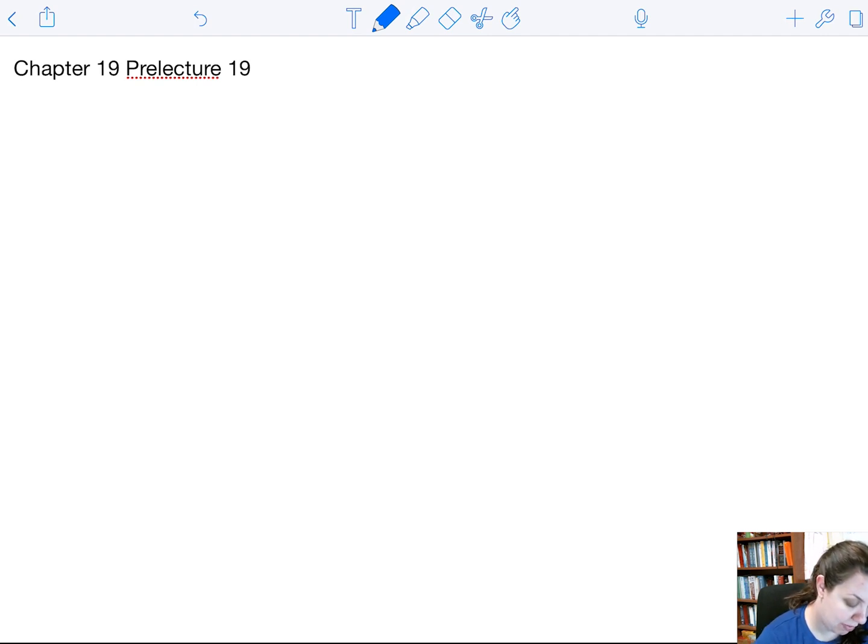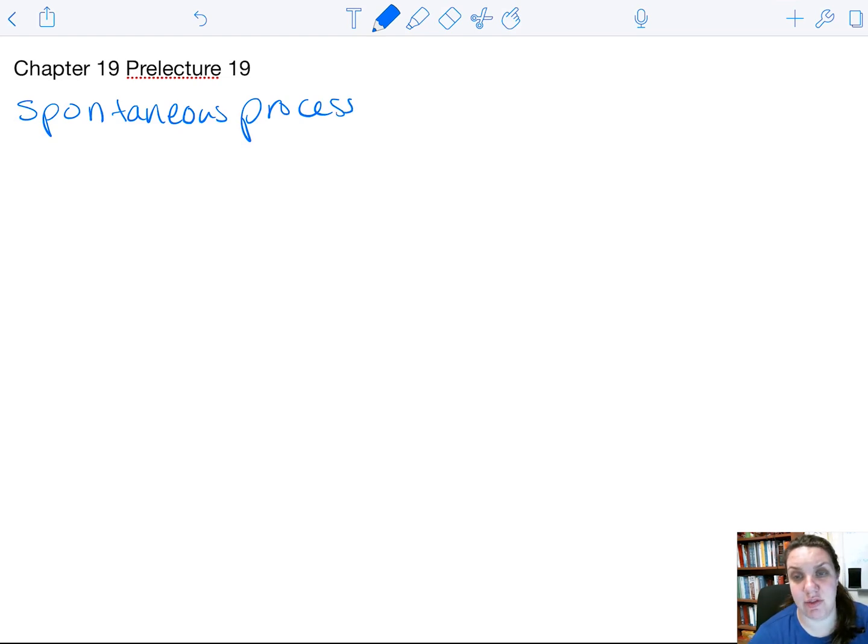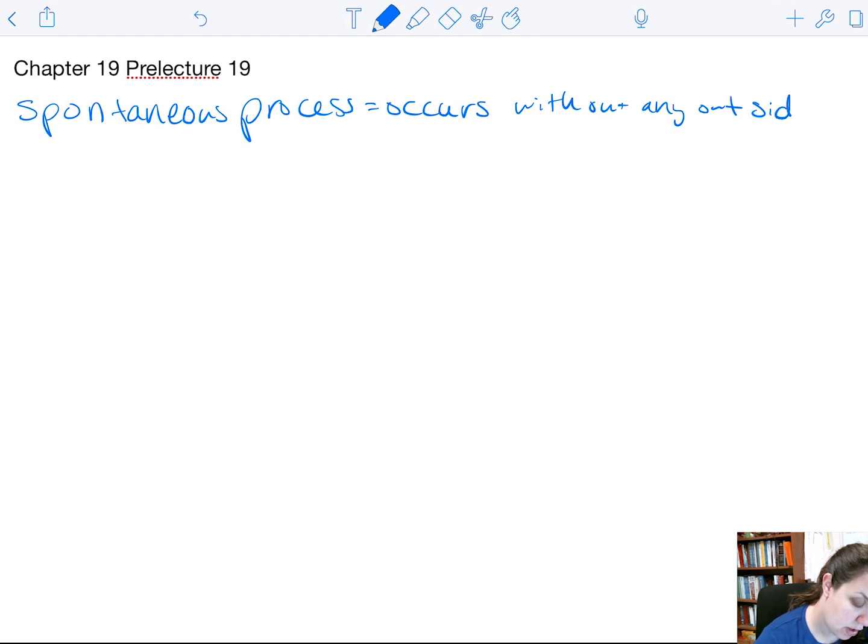So let's first just look at some terms within this chapter. We talk about a spontaneous process. A spontaneous process is one that occurs without any outside influence. So this will be something that occurs whether or not you input any energy, such as the rusting of a nail. It will occur without any outside influence. It occurs slowly, right? Because remember, thermodynamics, kinetics, not the same thing. But thermodynamically, a spontaneous process is one that doesn't require any additional input in order to occur.